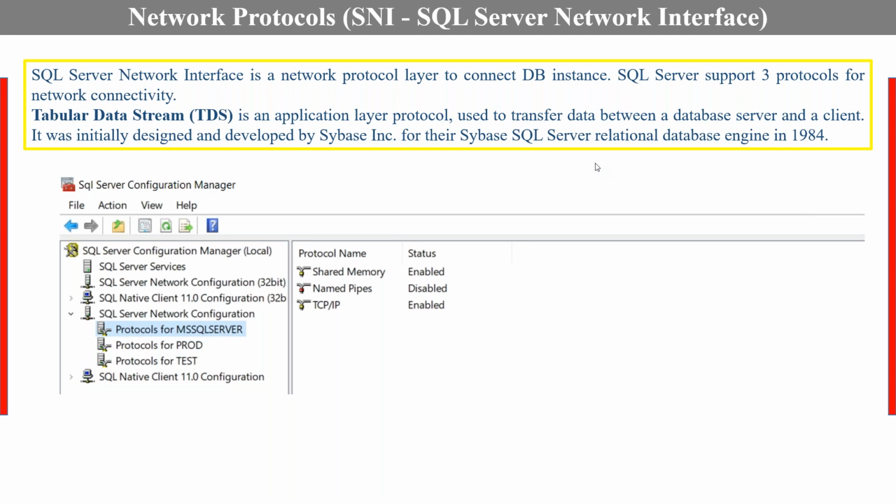Okay, so first let me discuss the network protocols. SNI, SQL Server Network Interface. SQL Server Network Interface is a network protocol layer to connect to the database instance. If you want to connect to your SQL Server instance, technically we call it an instance. When you install SQL Server on your laptop, technically you need to call it an instance. Every time you perform the installation, we call it an instance.